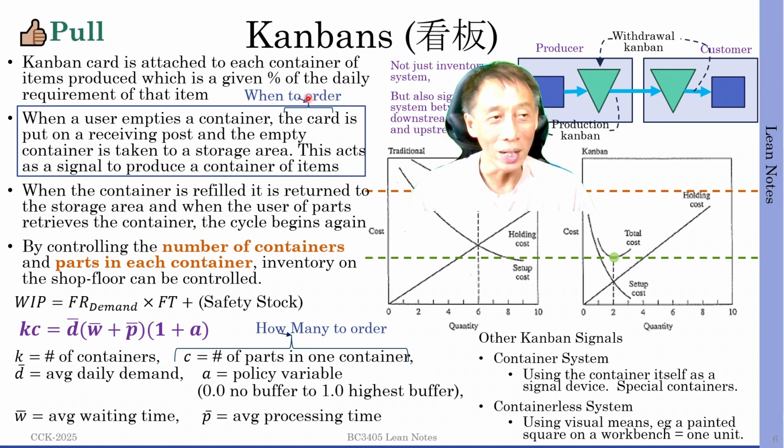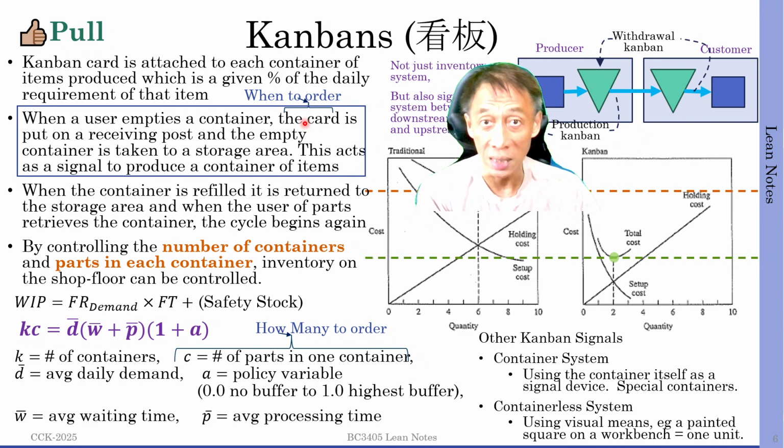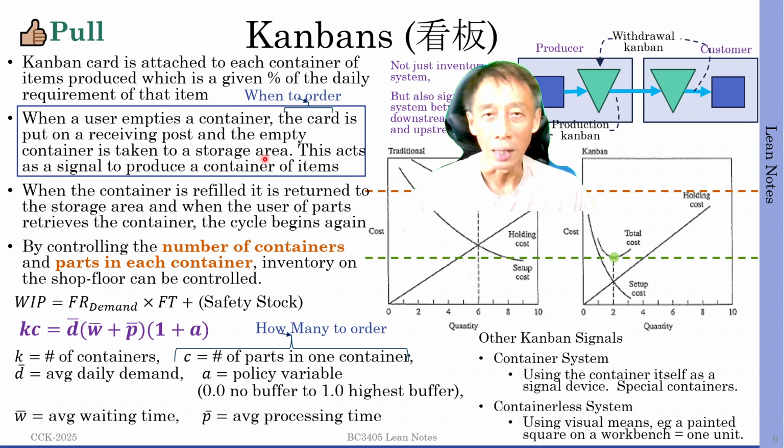So in terms of when to order, it will be that when the user empties the container, right? Then the card is put on the receiving post, whether it's a card or some sort of an email electronically or some sort of a lighting if the stations are near enough to physically see each other's light being lighted up. All these are just signaling mechanisms. So when it says the card is put on the receiving post, empty container is taken to the storage area, and so on, it's just to pass that message, so to speak, right? The signal that the customer needs some more, right?